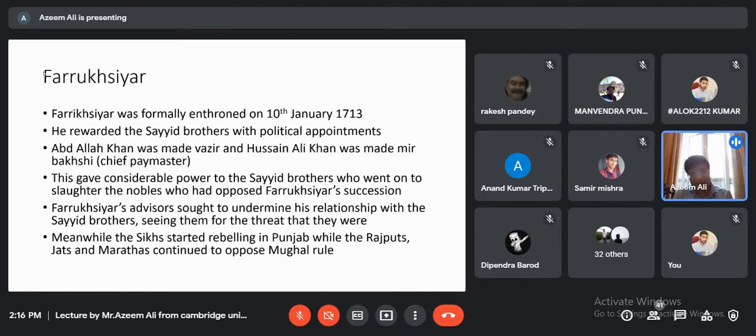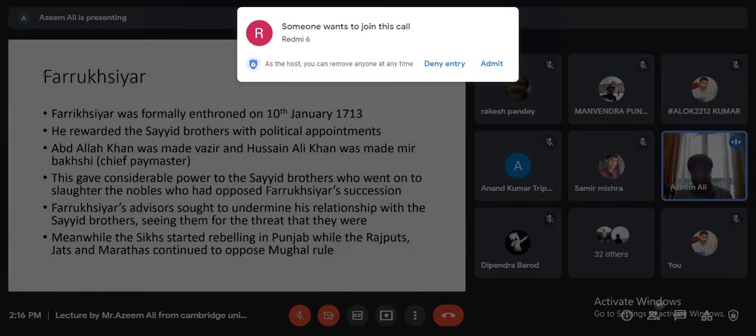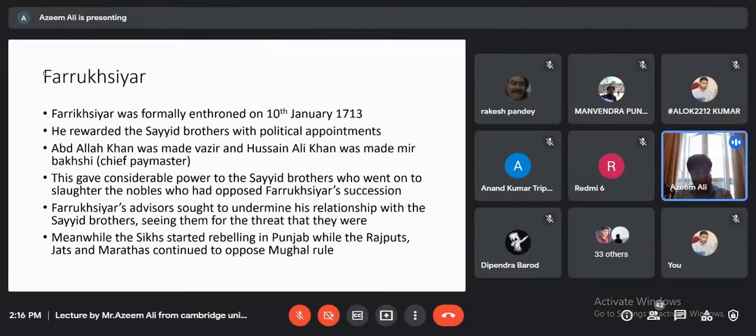And Farrukhsiyar was formally enthroned on the Mughal throne on the 10th of January 1713, and he rewarded the Sayyid brothers with political appointments. Abdullah Khan was made Wazir, and Hussain Ali Khan was made Mir Bakshi, or Chief Paymaster. And this gave a lot of power to the Sayyid brothers, who went on to kill all the nobles who would oppose Farrukhsiyar's succession.